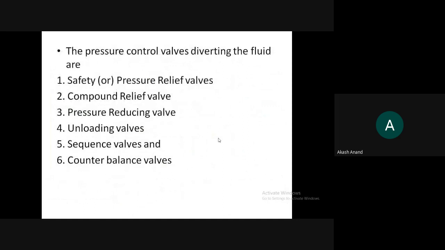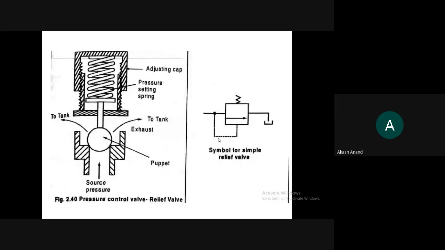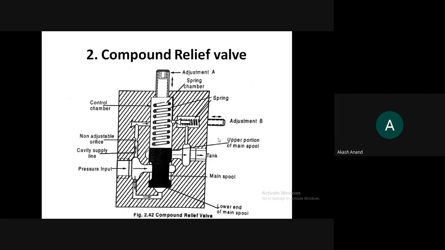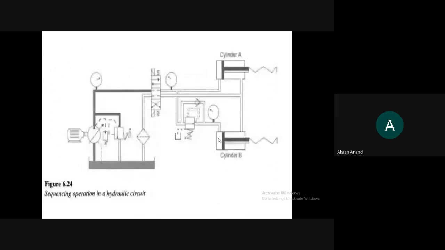Okay, so now coming on to different types of pressure control valves. First one is the safety or pressure relief valve. Okay, it is the first type of pressure control valve. The second type is the compound relief valve. The third type is the pressure reducing valve. The fourth types are the unloading valve, sequencing valves, and counterbalance valves. So we can see the different block diagrams of these mentioned valves.